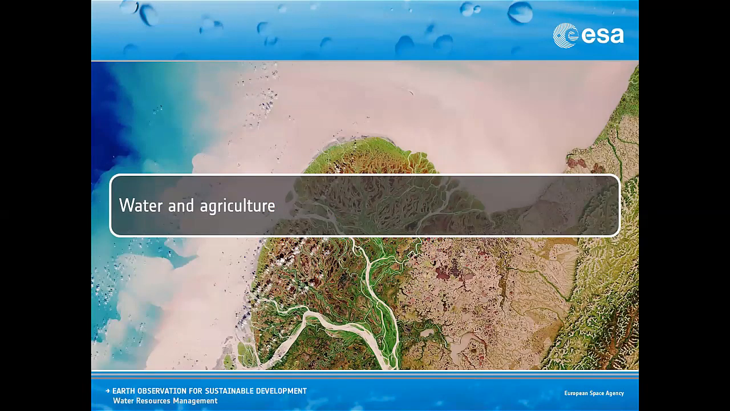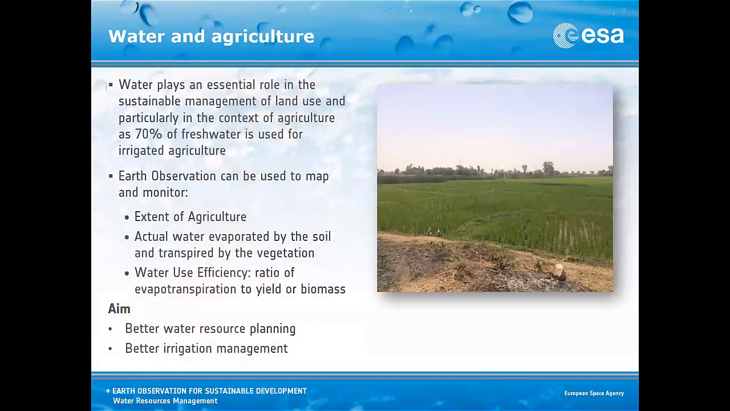As a final theme, we will be looking at water in agriculture. It is well known that water plays an essential role in the sustainable management of land, and in particular when we talk about agriculture, with 70% of fresh water being used for irrigated agriculture. Earth observation can help in many ways by providing updated information on the extent of agricultural activities.